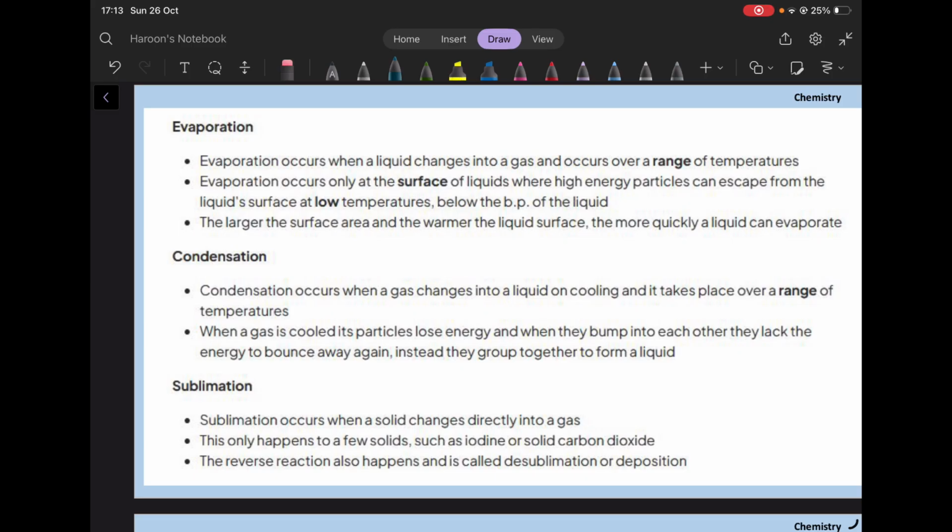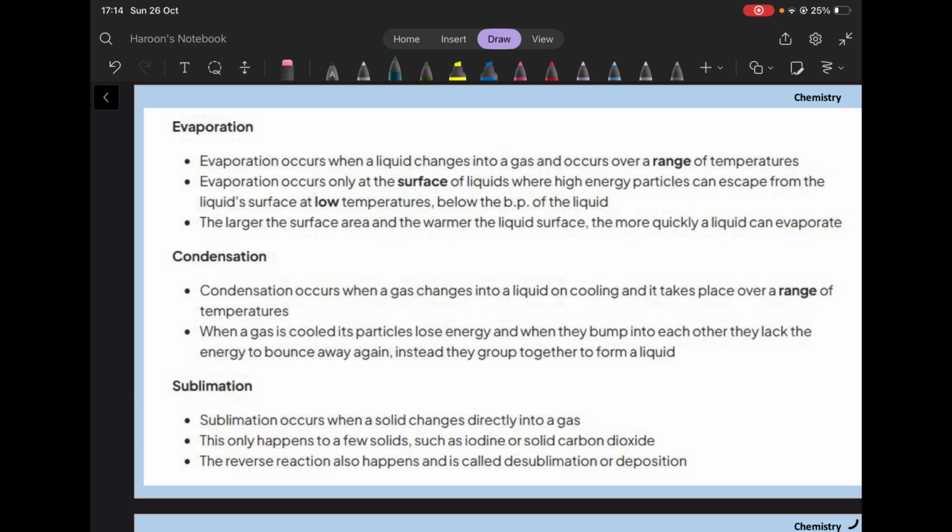Evaporation occurs at a range of temperatures. So, for example, for water, evaporation can occur at, let's say, 10 degrees Celsius, 15, 20, 40, 50, 60, 90, 95 degrees Celsius. So, evaporation can occur at a range of temperatures. But boiling only occurs for water specifically at 100 degrees Celsius for pure water. So evaporation doesn't have a fixed temperature, but for boiling we have a fixed temperature.